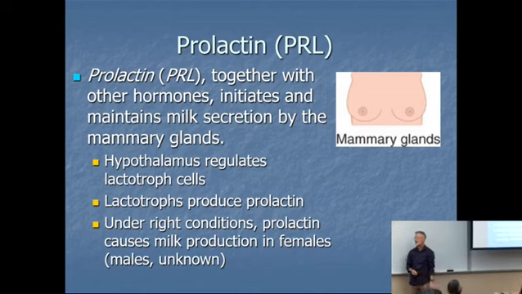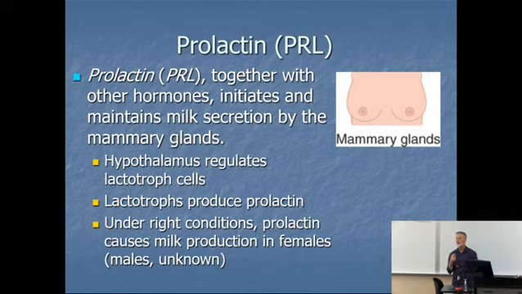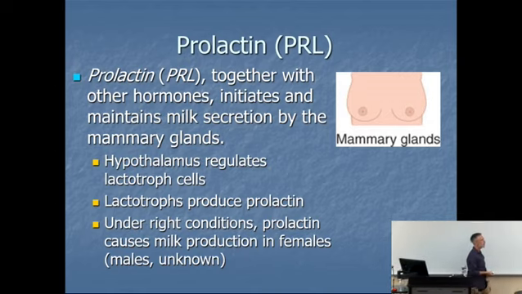So in this case, with the mammary gland, since it's not another endocrine gland, we wouldn't say this is a tropic hormone. We have lots of other tropic hormones, like thyroid-stimulating hormone, luteinizing hormone, stuff like that. But this one stimulates the mammary glands to produce milk.